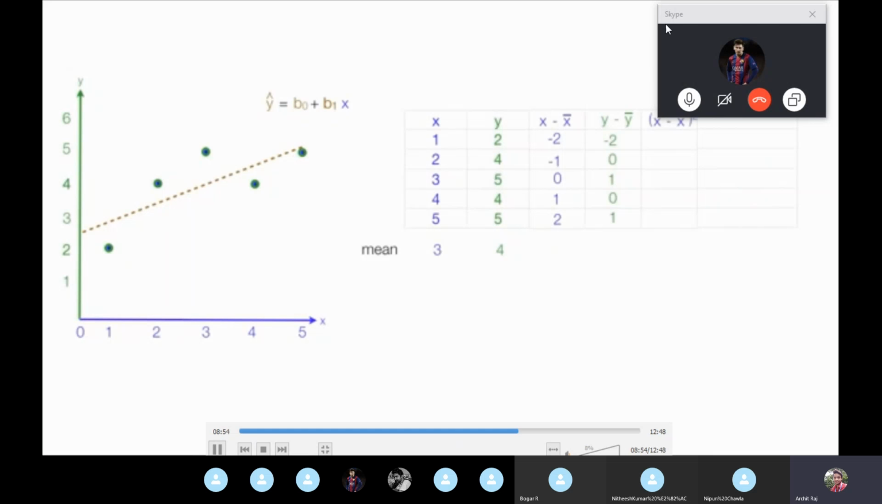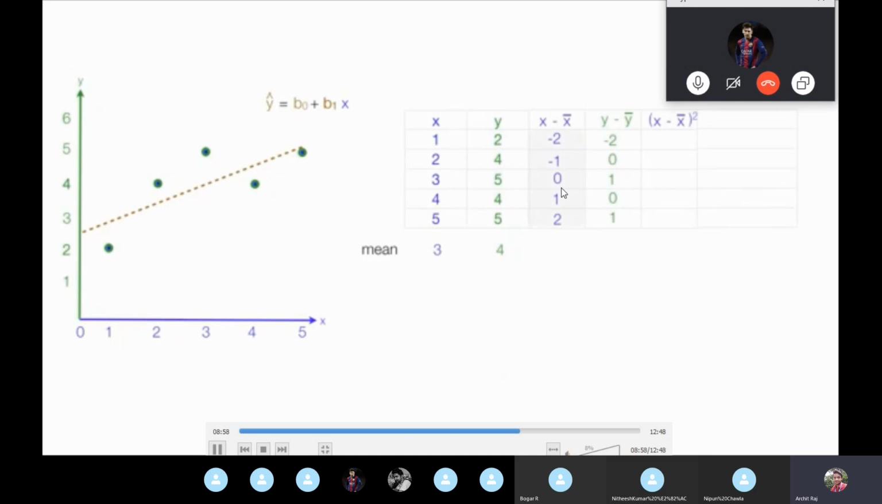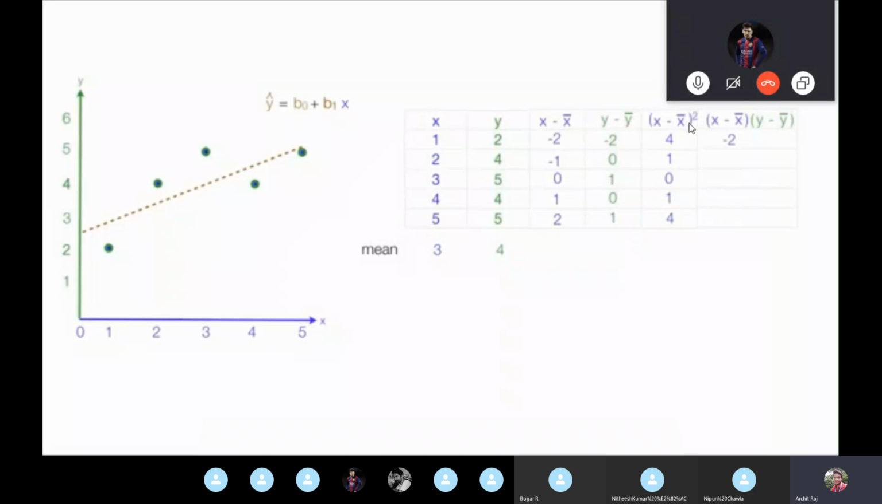Now what we do is we square the errors, like what I told you about the errors, that the distance between the actual data point and the estimated one is the error. You can consider this an error. Now we take this particular column and we square it. You can see minus 2 squared is 4, minus 1 squared is 1, 0 squared is 0, 1 squared is 1, 2 squared is 4. So we have x minus x bar whole squared.